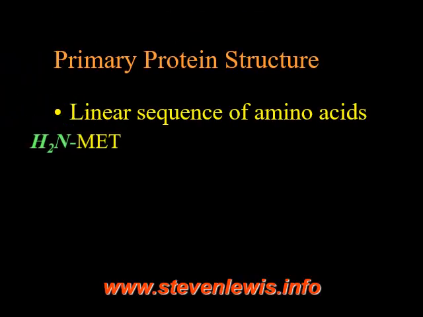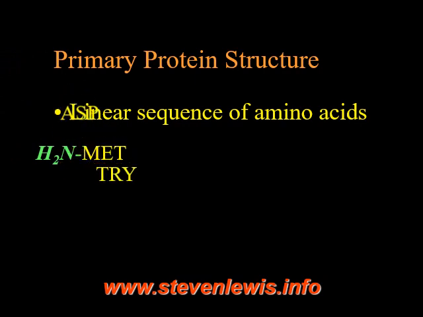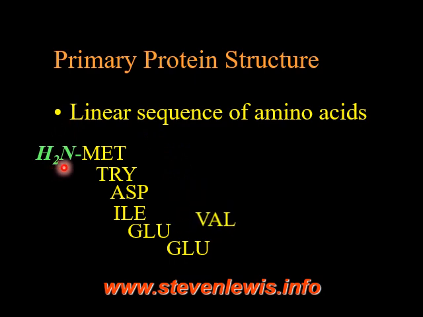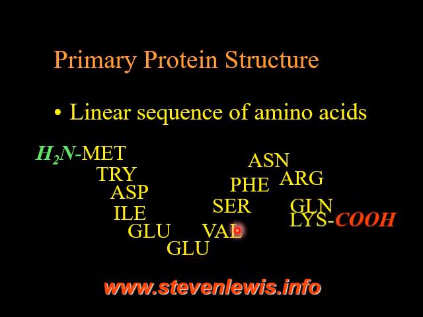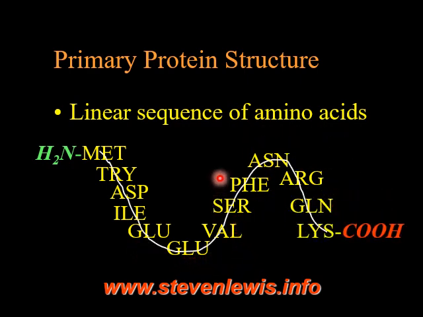Here's a very brief polypeptide chain. If I were to ask you to spell out the primary structure of this protein, you would begin at the free amino end and say methionine, tryptophan, aspartic acid, isoleucine, glutamate, valine, serine, phenylalanine, asparagine, arginine, glutamine, and lysine at the free carboxylic acid end. This is what we call the primary structure of a protein.